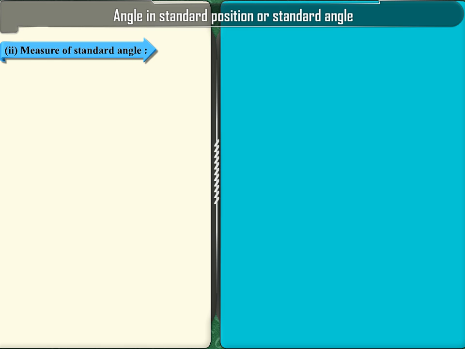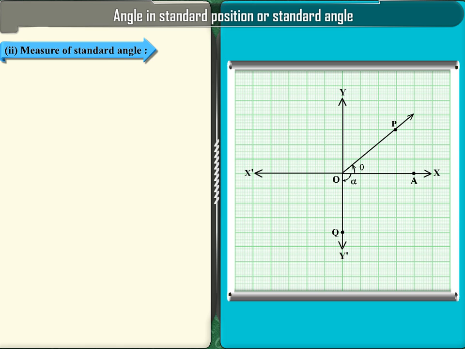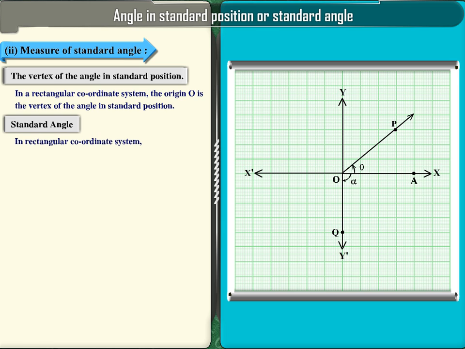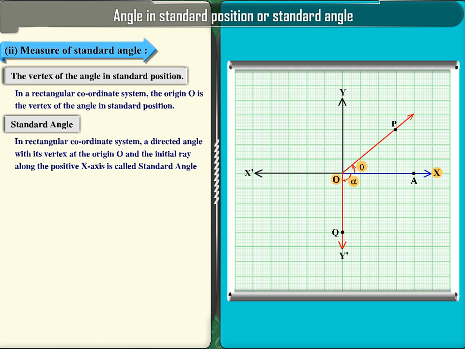Now, let us try to understand the meaning of angle in standard position. In a rectangular coordinate system, the origin O is the vertex of the angle in the standard position. In a rectangular coordinate system, a directed angle with its vertex at the origin O and the initial ray along the positive x-axis is called standard angle or angle in standard position.